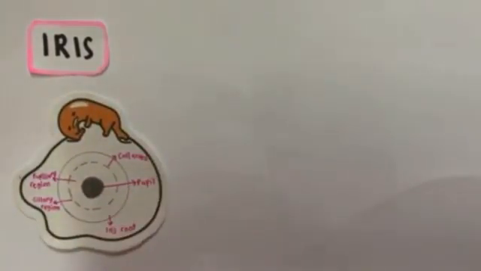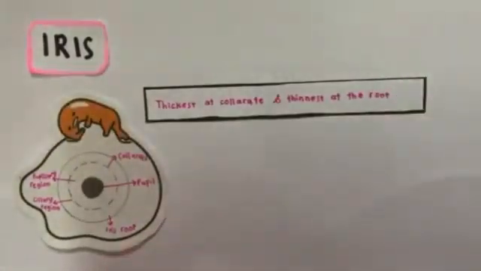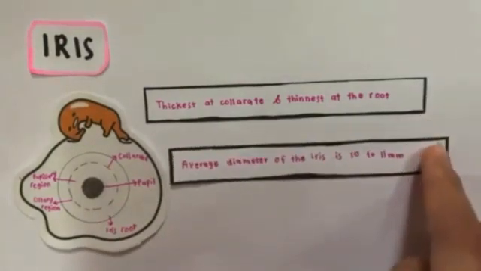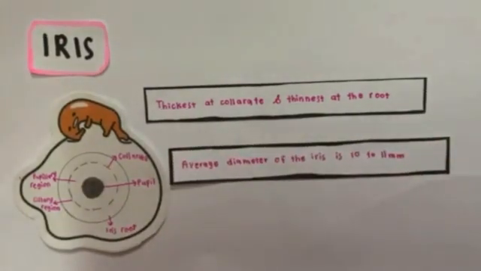Iris can be divided into two regions by the collarette. The regions are the pupillary region and the ciliary region as shown in the picture. Iris is the thickest at the collarette and thinnest at the root. The average diameter of the iris is 10 to 11 mm.